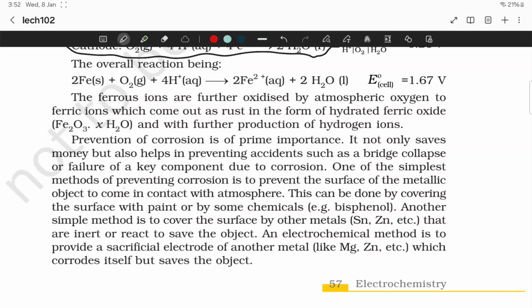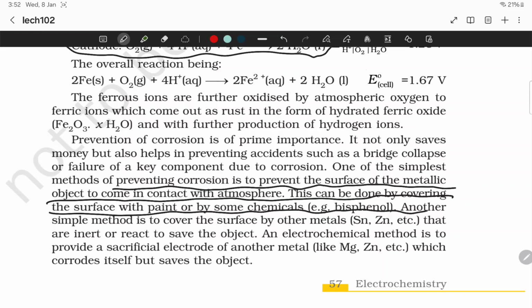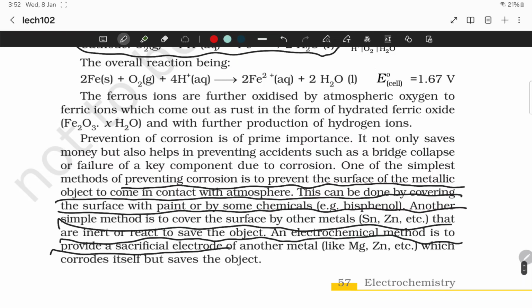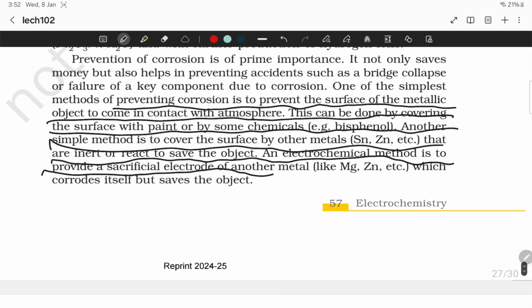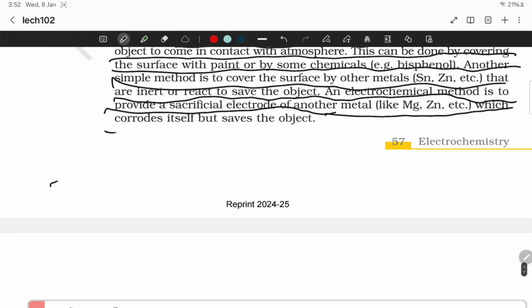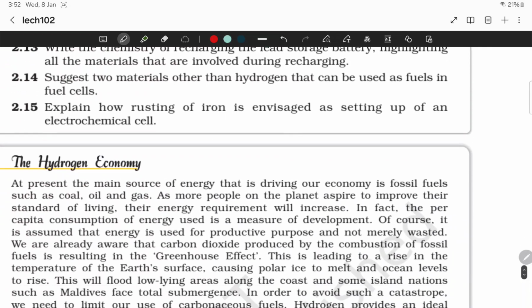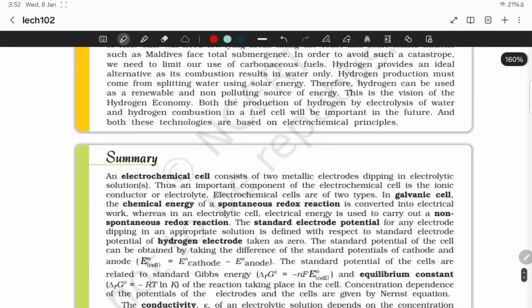One of the simplest methods of preventing corrosion is to prevent the surface of the metallic object from coming in contact with the atmosphere. This can be done by covering the surface with paint or by some chemicals like bisphenol. Another simple method is to cover the surface with metals like zinc, tin that are inert, to save the object. An electrochemical method is to provide a sacrificial electrode of another metal like Mg or Zn, which corrodes itself but saves the object. Nice. And by this the chapter is over.